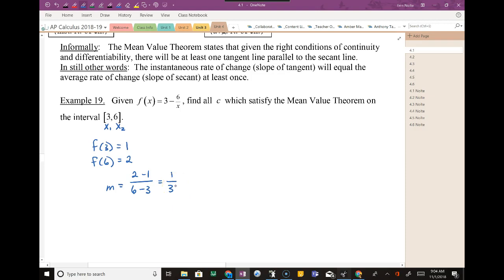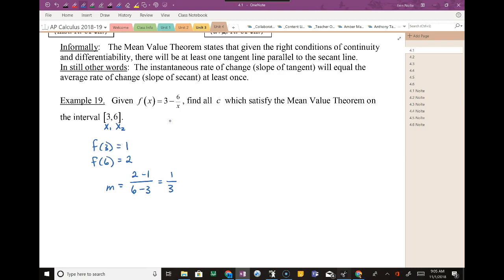Now I want to make sure that my function is continuous within my interval. When you look at your function, I see one spot where we have a problem. What's the spot that I have a problem at? When you have an x in the bottom, what value makes the denominator 0? 0. So this has a vertical asymptote at 0. But do I care about 0? No. It's not in my interval, so I am okay there.